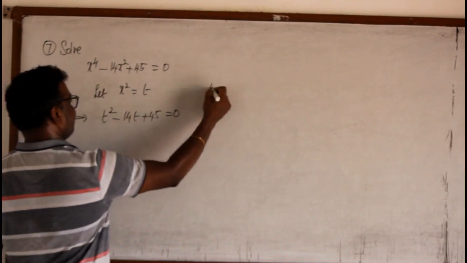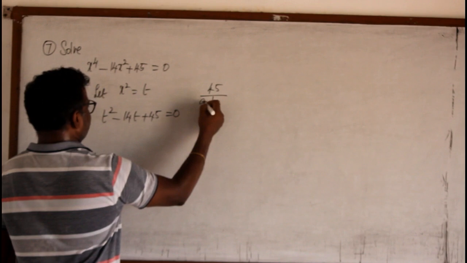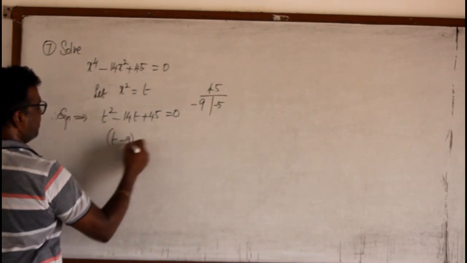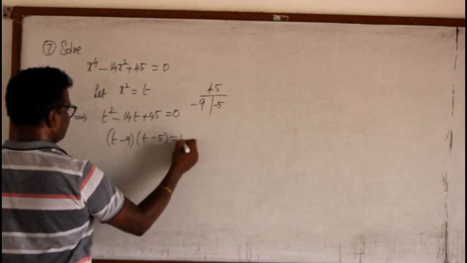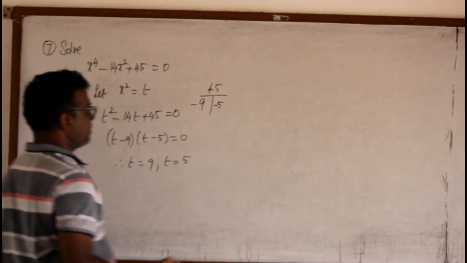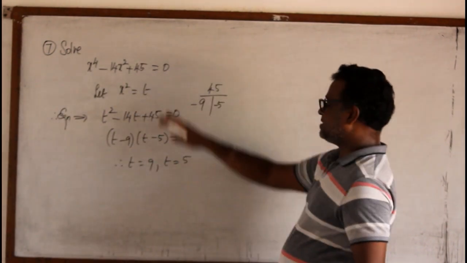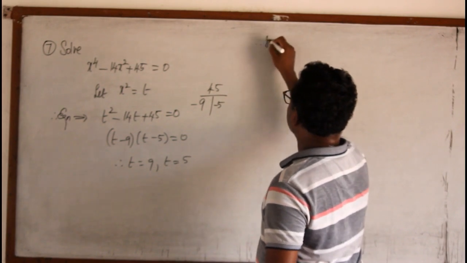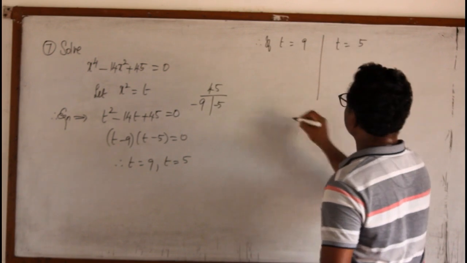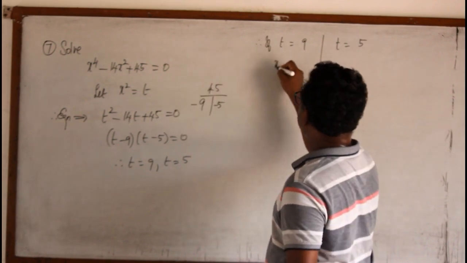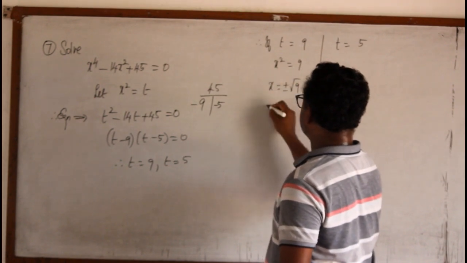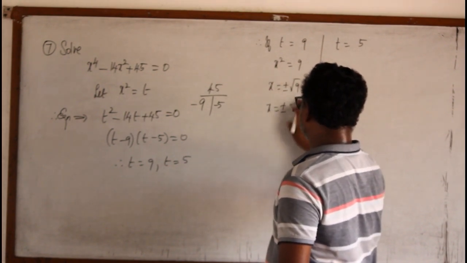So 45 can be factorized as 9 5s are, so minus 9 minus 5. It is t minus 9 into t minus 5 equal to 0. Therefore, t equal to 9, t equal to 5. But we are here to find x, not for t. Therefore, if t equal to 9 and t equal to 5, t means x square, so x square is 9. X is plus or minus root 9. X is plus or minus 3.